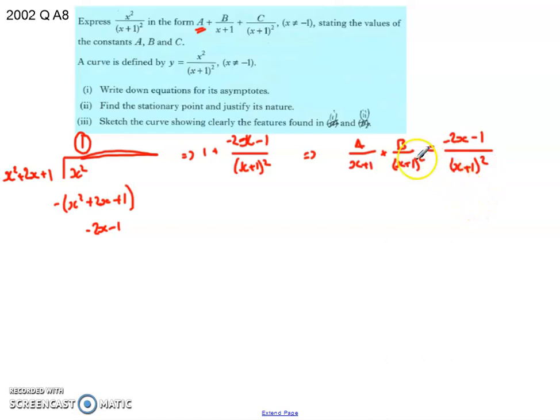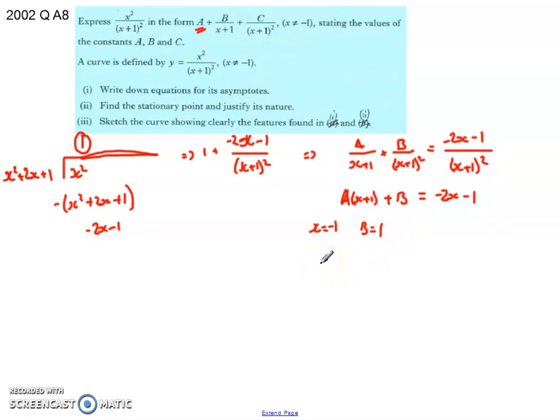So what I'm going to do now is multiply everything through by x plus 1 squared to get rid of the denominators. And I'm going to end up with a bracket x plus 1 plus b equals negative 2x minus 1. So if I choose x equals negative 1, I eliminate this term here, and I'm going to have b equals, well, if I substitute in x equals negative 1, I've got negative 2 times negative 1, which is 2. I'm then taking away 1. 2 take away 1 is 1. So I know b is equal to 1.